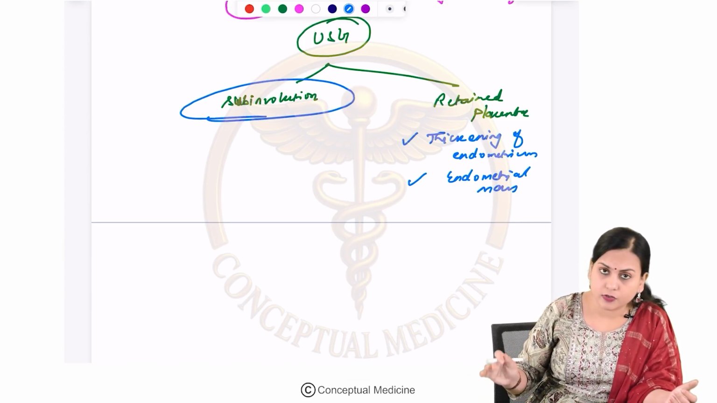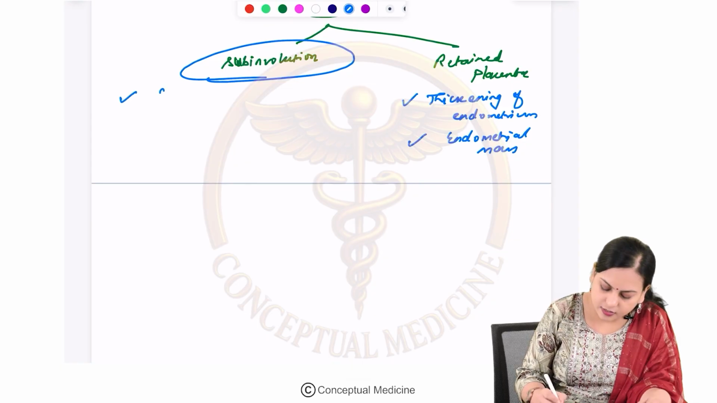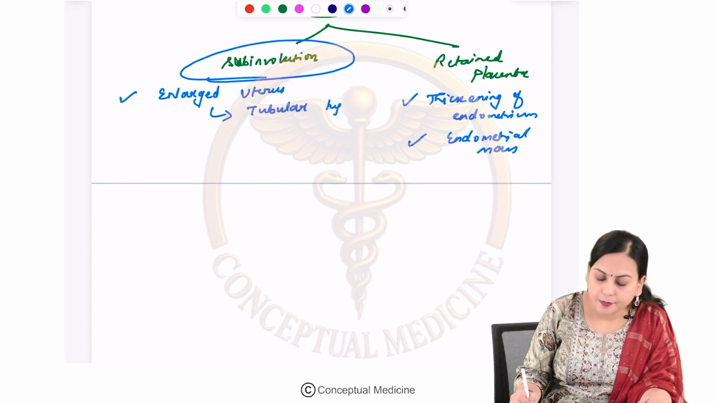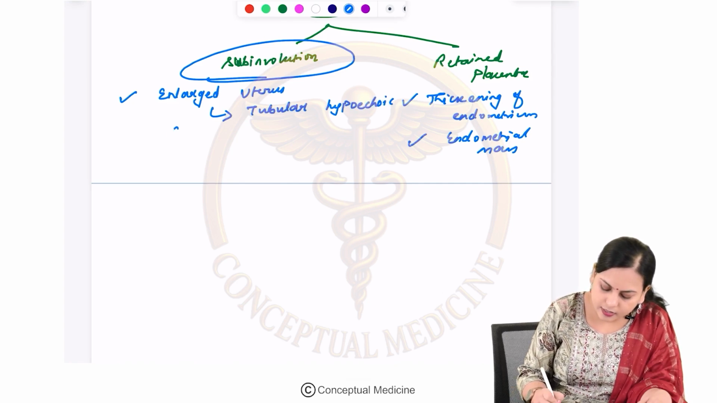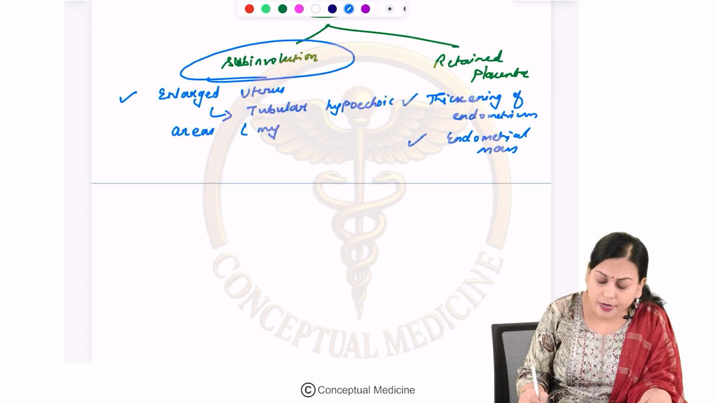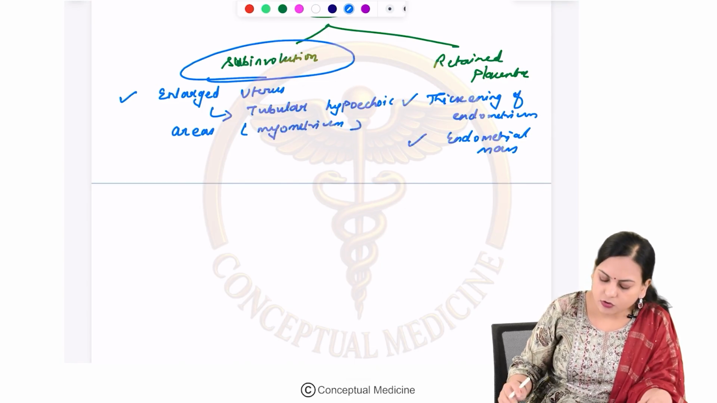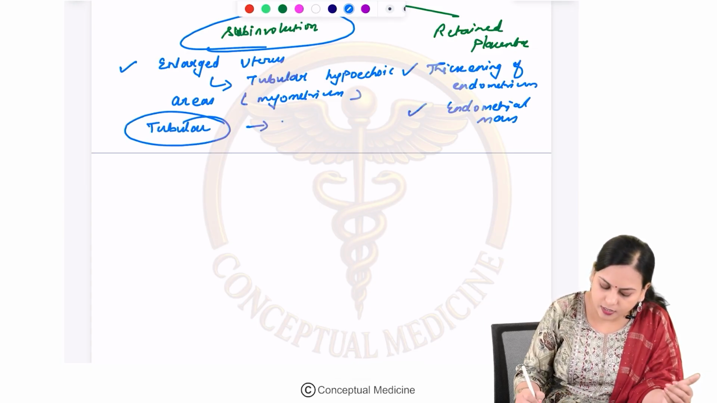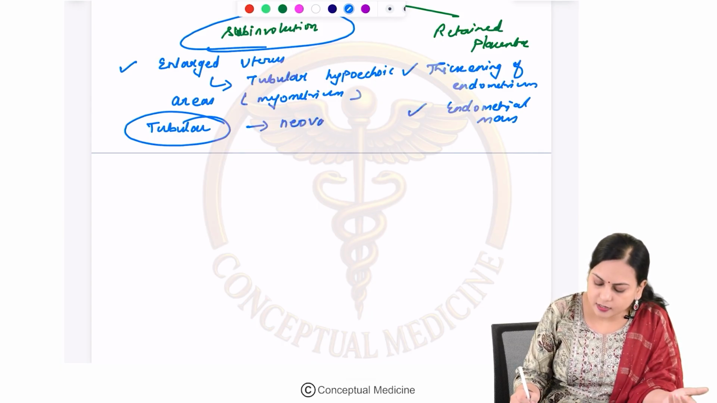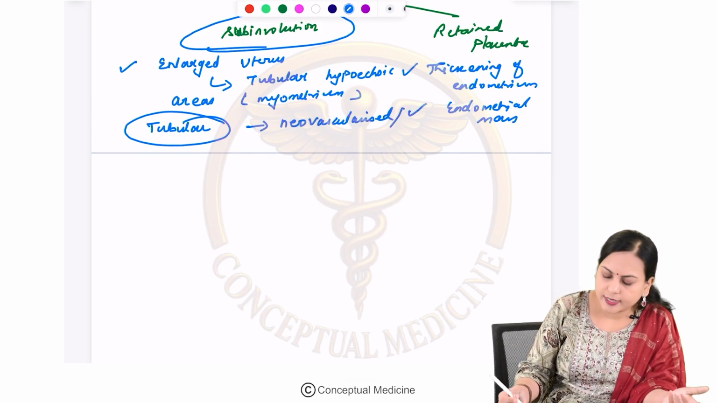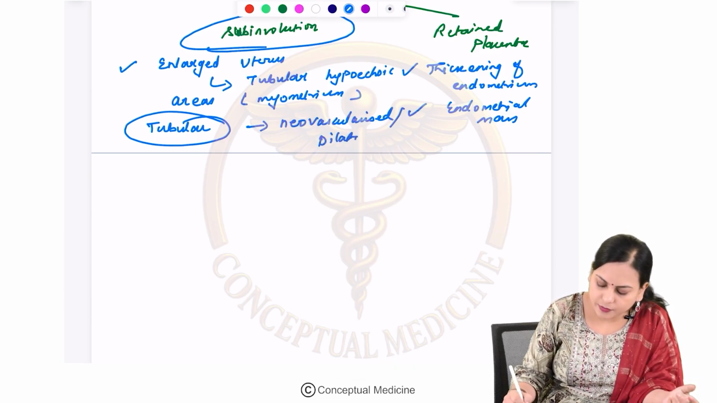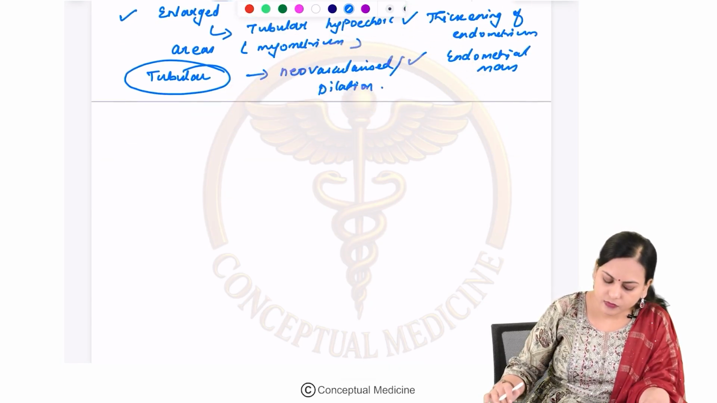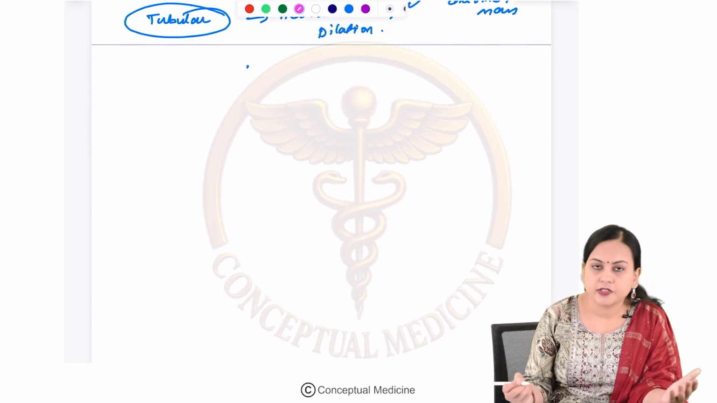Whereas in subinvolution, there is an enlarged uterus with tubular hypoechoic areas present in the myometrium. What are these tubules? These tubular structures are the neovascularized blood vessels, or there can be dilation of the normal previous blood vessels also. Clear? So, how will you manage the subinvolution?